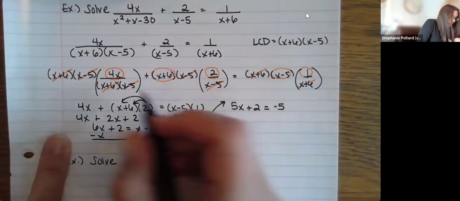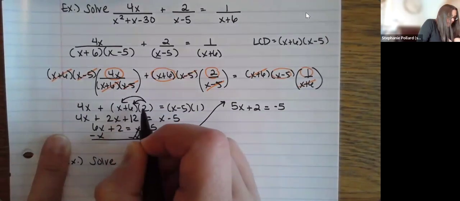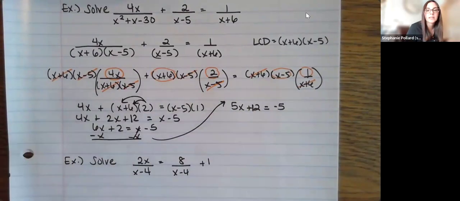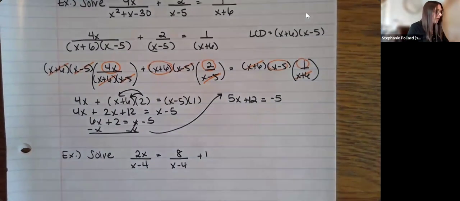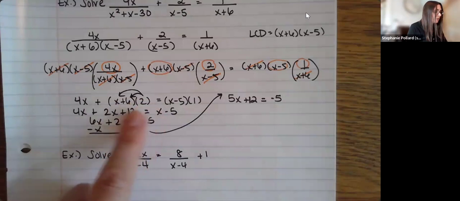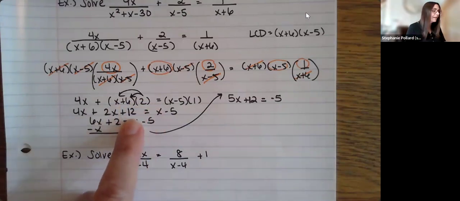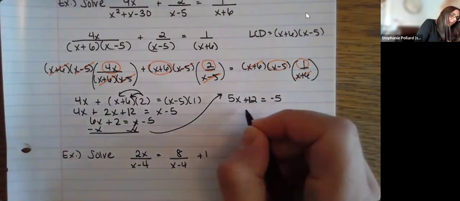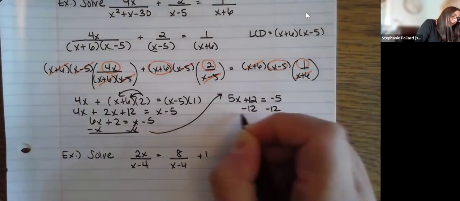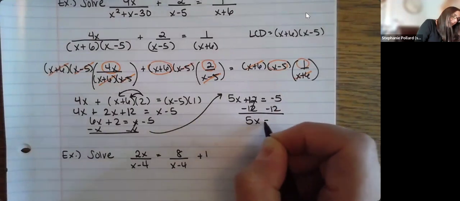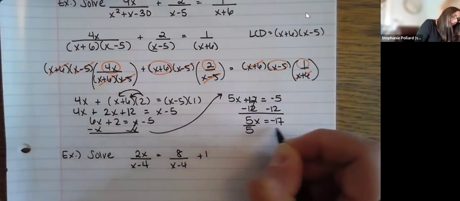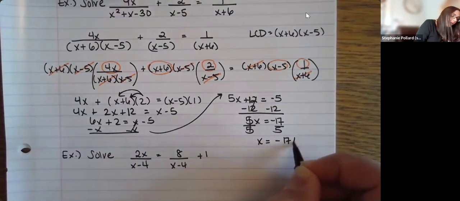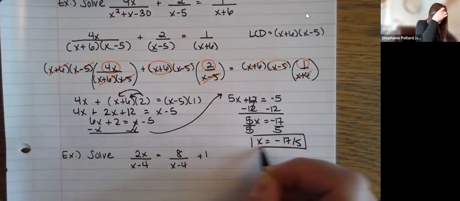Oops, sorry, I wrote this wrong. Let me fix that here. 2 times 6 is 12. That should be a 12 there. I apologize. I knew I was missing something in my writing. So just be careful. I make mistakes too. 6 times 2 should be 12, not 2. So that would be 5x plus 12 there. Now I'm going to subtract 12 from both sides. And I get 5x equals negative 17 and divide by 5. So x equals negative 17 over 5 as our solution.